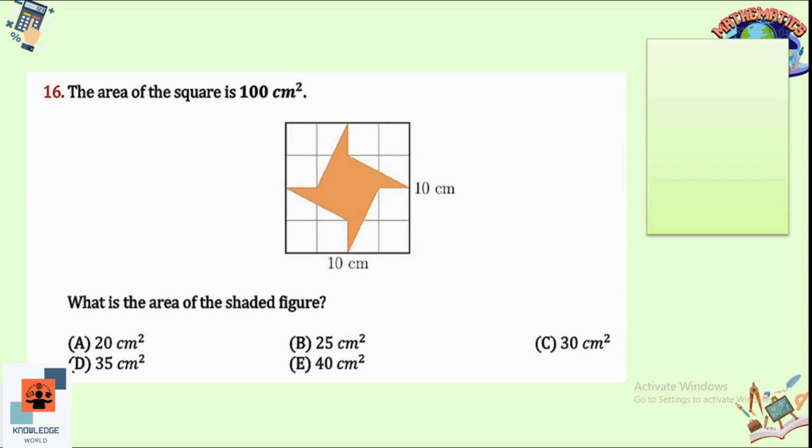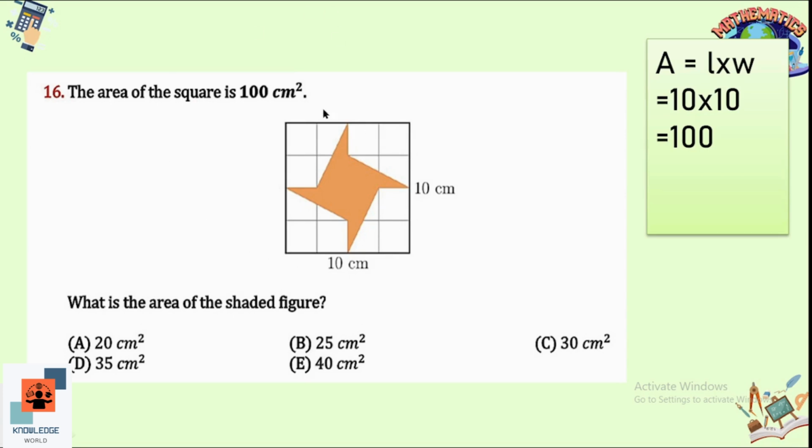Question number 16. The area of the square is 100 centimeters square. What is the area of the shaded figure? So we know the length of the whole square is 10 centimeters and the width is also 10 centimeters. So if we apply the formula, the length multiplied by width is equal to 100 centimeters square.